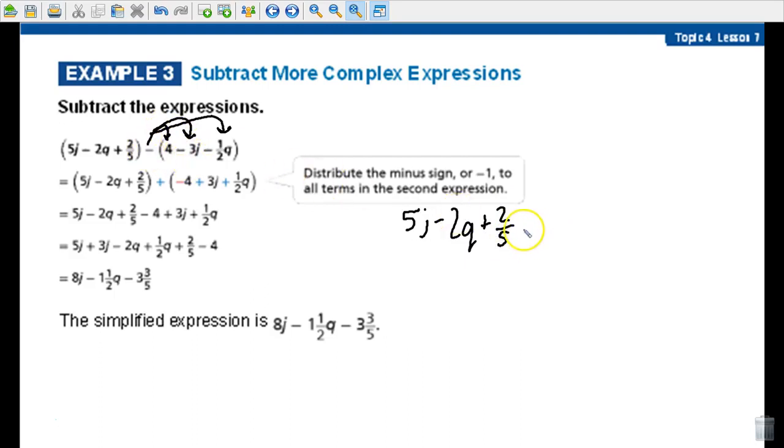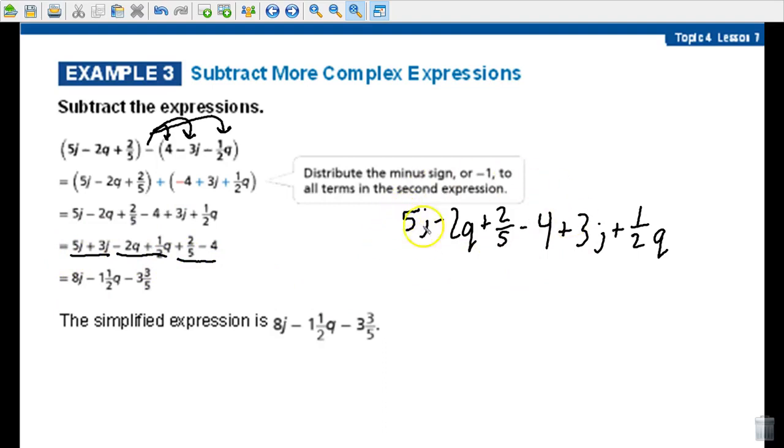Negative times 4 would be negative 4. Negative times negative 3j would be positive 3j. Remember, two negatives makes a positive. Not in real life, but in math. All right? Negative times negative 1/2 q is positive 1/2 q. Okay? So what I've got here is 5j and 3j. I put them all close together: 5j plus 3j, negative 2q plus 1/2 q, and positive 2/5 minus 4.